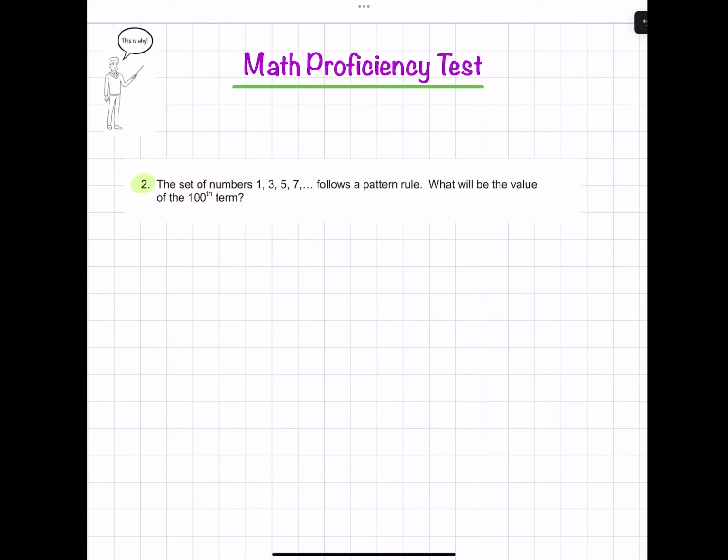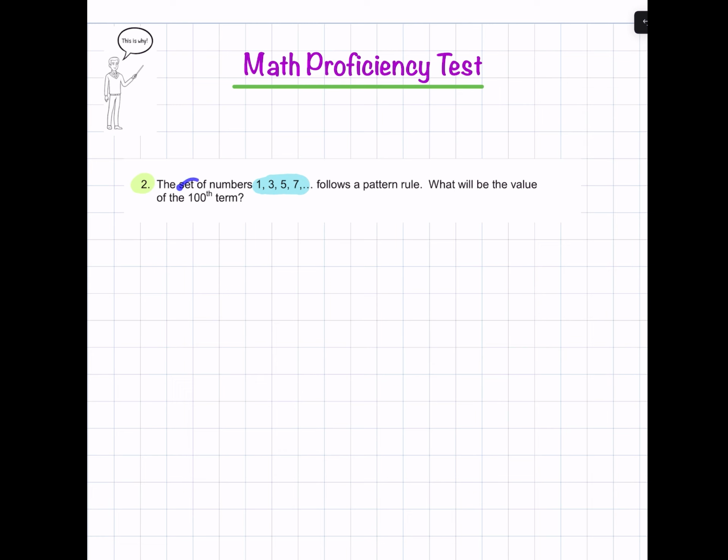Okay, so here we have a set of numbers, 1, 3, 5, 7, etc. And I say it follows a pattern rule, right? So that means there's a predictable way to get the next one if I know the one before it. So if I know that the term is 5, I know how to get 7. I know that this one is 3, I know how to get 5, etc. And we want to figure out what that rule is and use that to predict the 100th term.